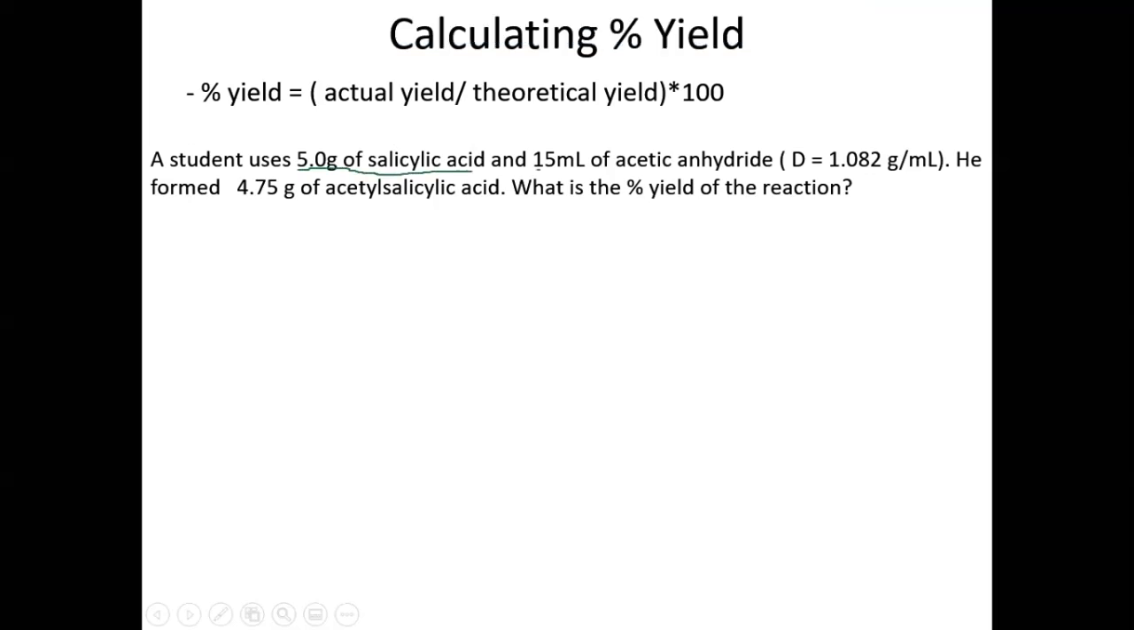Probably the only type of calculation that you do in organic lab is a percent yield calculation. So just to go over percent yield for this type of problem, we have 5 grams of salicylic acid. We reacted it with 15 milliliters of acetic anhydride. The acetic anhydride is actually a liquid, and we give you the density. We produce 4.75 grams of acetylsalicylic acid. What's the percent yield of the reaction?